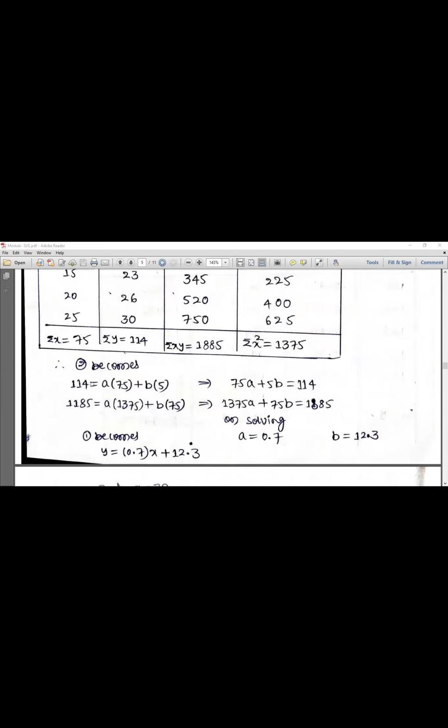These values I will substitute in equation 2. So we are getting like this: 114 is equal to a into 75 plus b into 5. 1885 is equal to a into 1375 plus b into 75. That is 75a plus 5b is equal to 114, and 1375a plus 75b is equal to 1885. On solving in the calculator, you are going to get a is equal to 0.7, b is equal to 12.3.